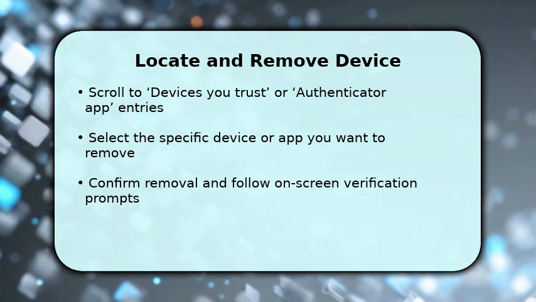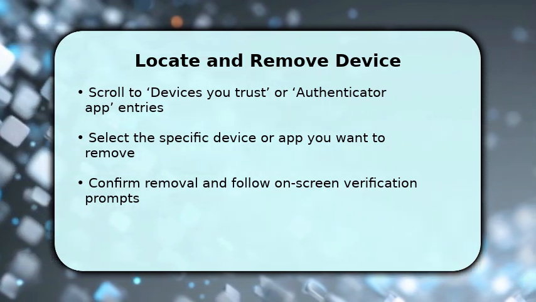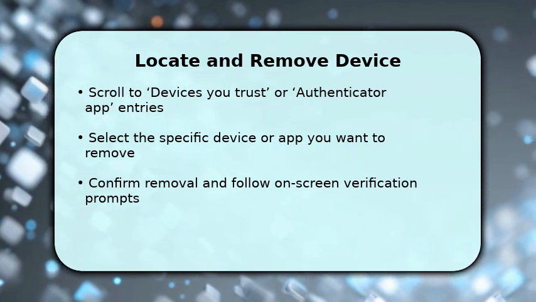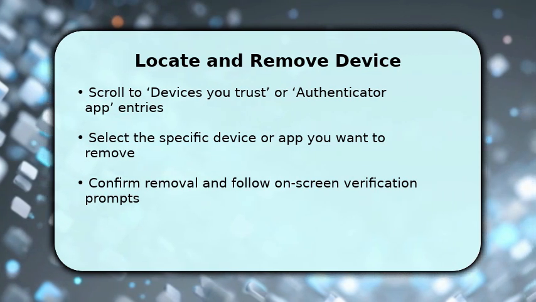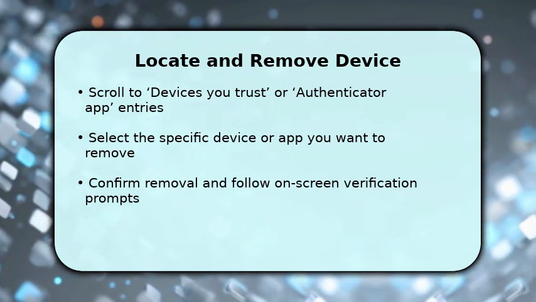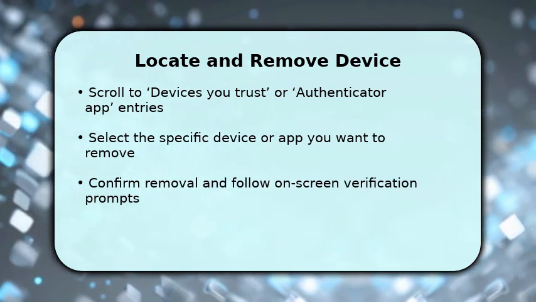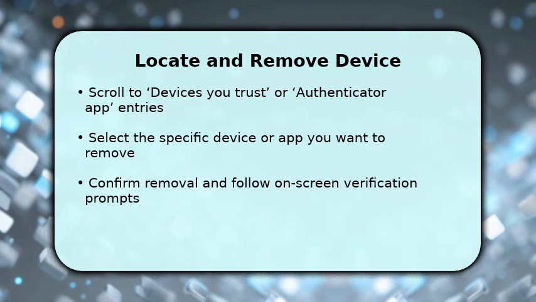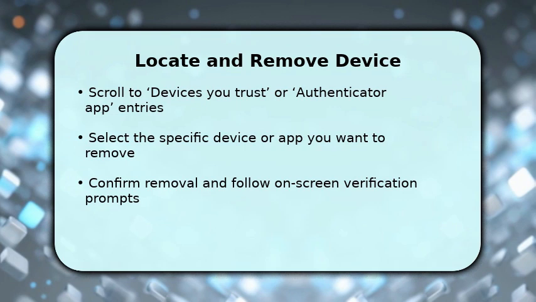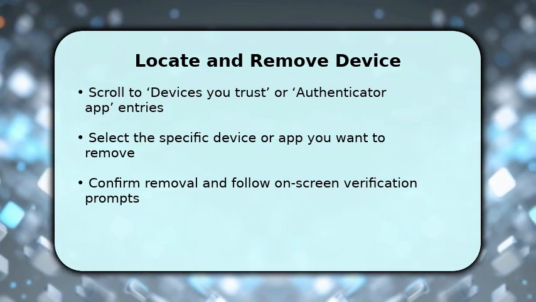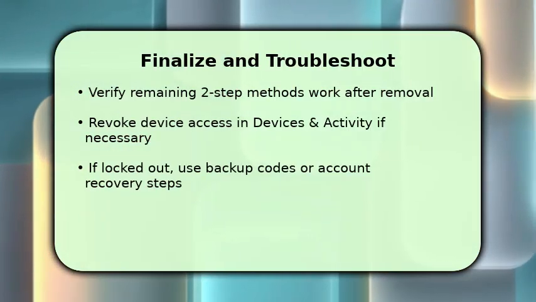Click the Remove or Trash icon. Google will prompt for your account password or a verification code to confirm. Enter the requested verification to prove it's you. Remember, removing a device disables that method immediately, so have another verification method ready to avoid being locked out. After removal, review the remaining two-step methods and test one to confirm they function.